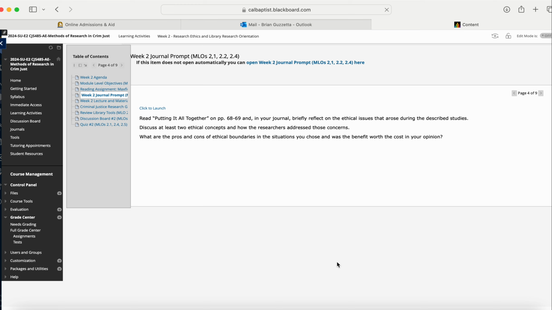For our week 2 journal, once again, we are going to be looking at those put it all together portions out of the text. In your journal, briefly reflect on the ethical issues that arose during the described studies. Describe at least 2 ethical concepts and how the researcher addressed these concerns. What are the pros and cons of ethical boundaries in the situation you chose? And was the benefit worth the cost in your opinion?